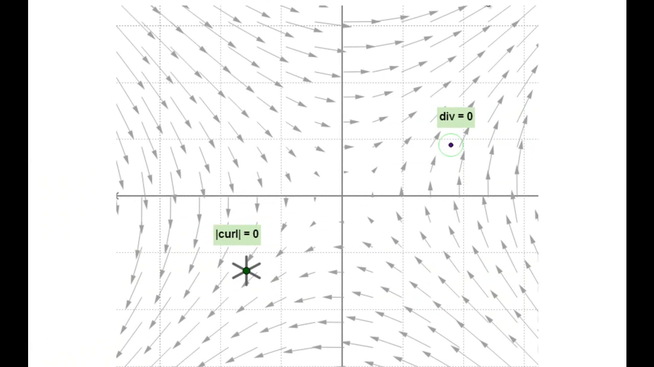Okay, this is the GeoGebra simulation for example 3. In this case, the curl and the divergence are zero at any point. Look, no source, no rotation.